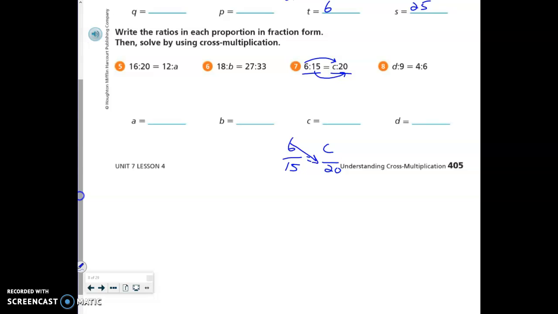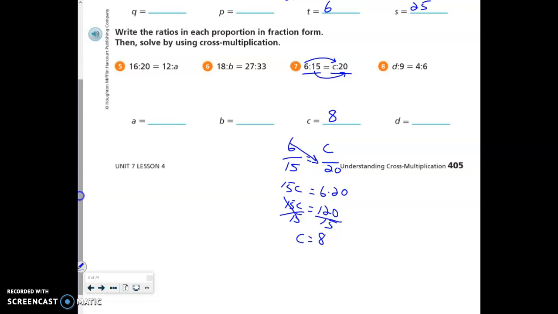Now I'm going to set up my equation. 6 times 20 on one side and 15 times c, or 15c on the other side. Solving what I know, 6 times 20 is 120, so 15c will equal 120. Got to isolate that variable. I got to get rid of a multiply by 15, so I divide by 15, but to keep it in balance, I must do the same thing to both sides. And in this case, then, c will equal whatever 120 divided by 15 is, which in this case is 8. So c will equal 8.